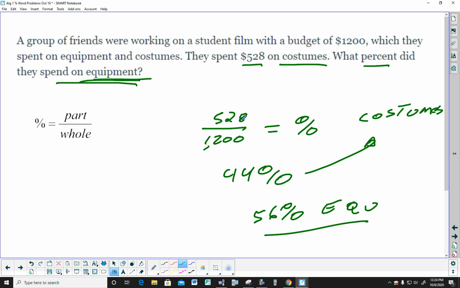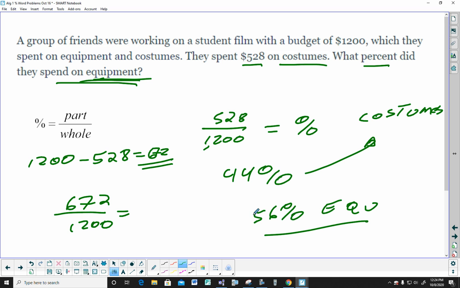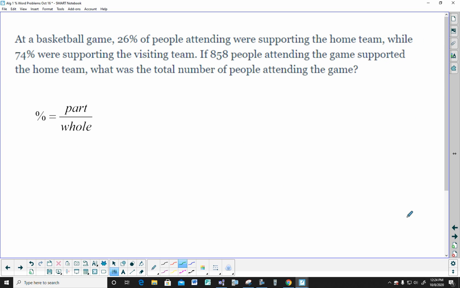Now the other way you could have done it is 1,200 minus 528, and that tells you 672. That's the amount that they spent on equipment. So when you set it up, the part would be 672, the whole would be 1,200, and when you type it in, you get 56%. So just be careful on what they tell you and what you're looking for. Okay? They're going to try and trick you.